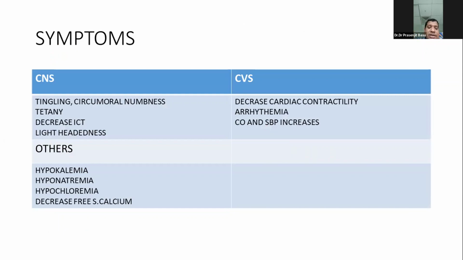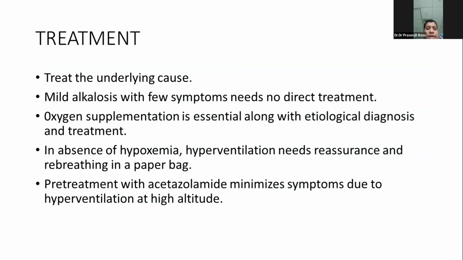Symptoms include CNS symptoms like tingling, circumoral numbness, tetany, decreased intracranial tension, lightheadedness. Others include hypokalemia, hyponatremia, hypochloremia, decreased free calcium, decreased cardiac contractility, and arrhythmia. And treatment: treat the underlying cause. Mild alkalosis with few symptoms needs no direct treatment. Oxygen supplementation is essential along with etiological diagnosis and treatment. In absence of hypoxemia, hyperventilation needs reassurance and rebreathing in a paper bag. Pre-treatment with acetazolamide minimizes hyperventilation at high altitude.